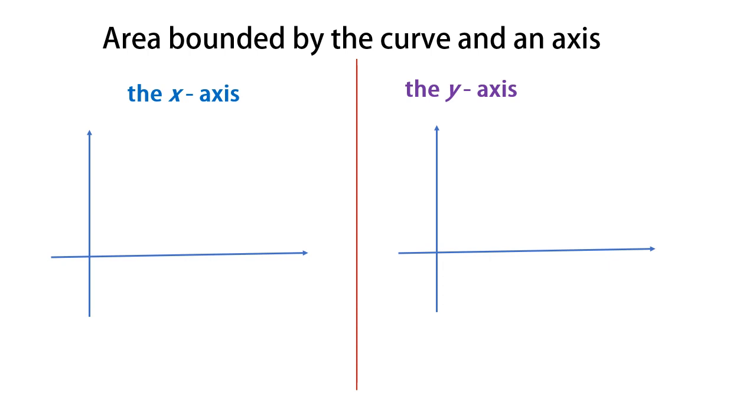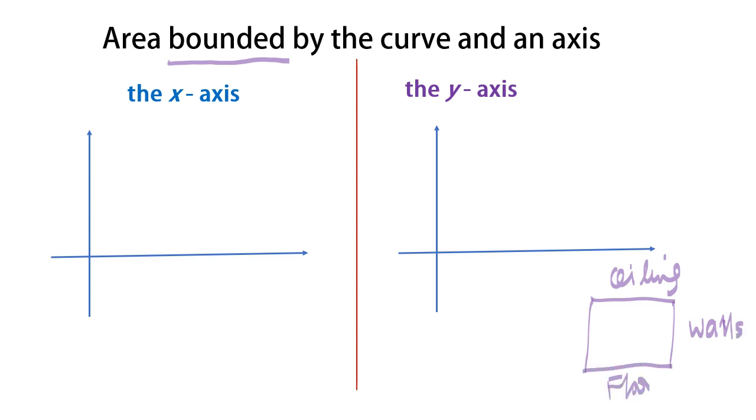curve and an axis. Before we do that, we need to understand the meaning of the word bounded. So what does area bounded mean? Just to give an example, if you're inside the house, you're bounded by the ceiling, the walls, and then the floor, and you're inside there.